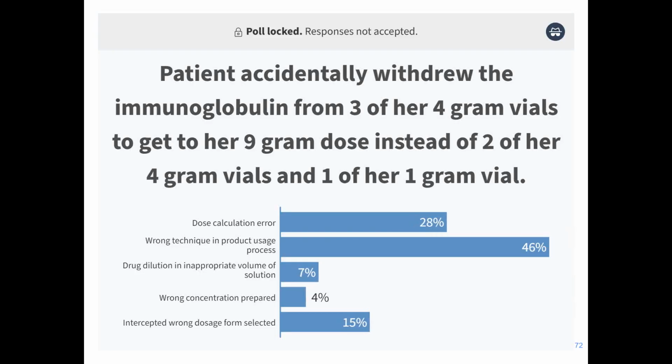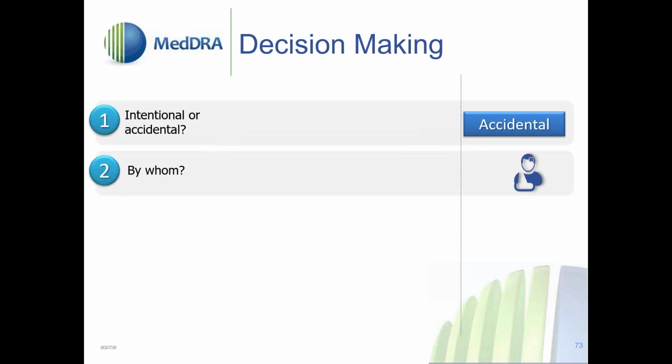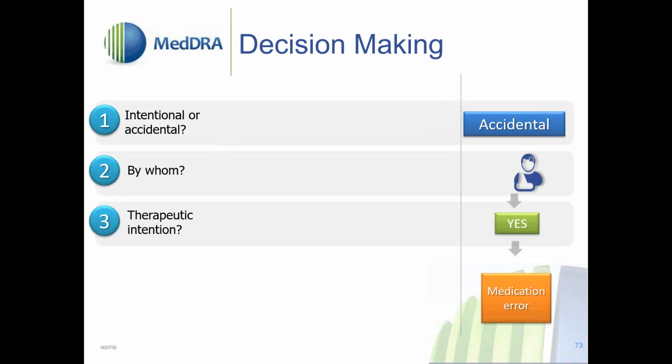Let me close this. Use our flow chart. We know it was accidental. By whom? By the patient. Therapeutic intention, yes. It was a medication error. So she deviated from the instructions and she wasted her medication.